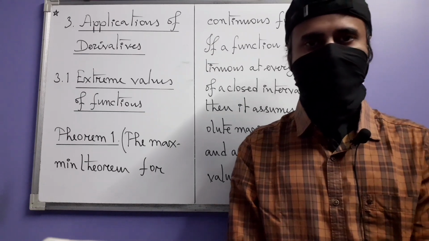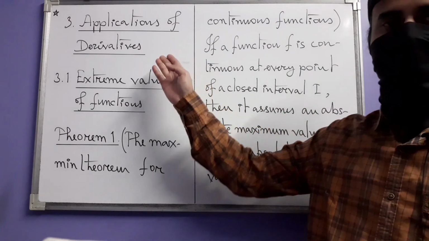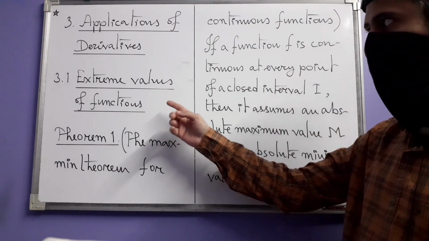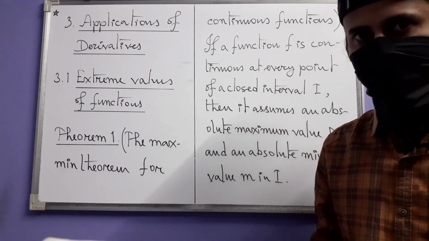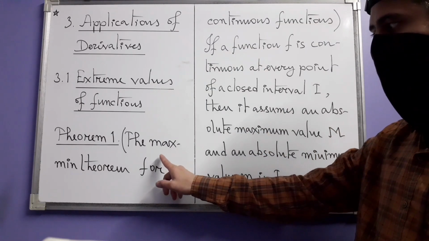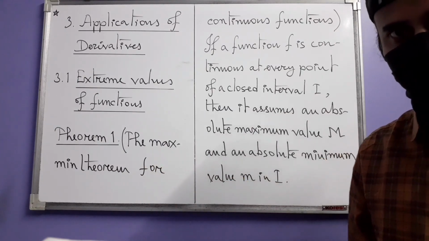So let's start the next chapter. In this chapter, we are going to see applications of derivatives. And this is the first section, which is about extreme values of functions, maximum and minimum values. And the first result is this one, theorem 1, which has this name, the max-min theorem for continuous functions.